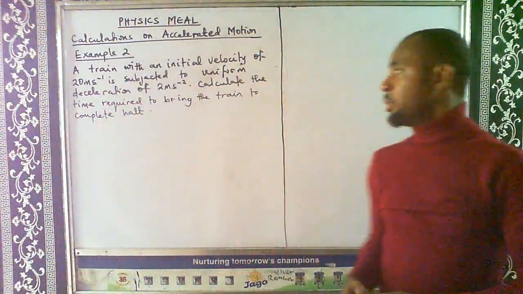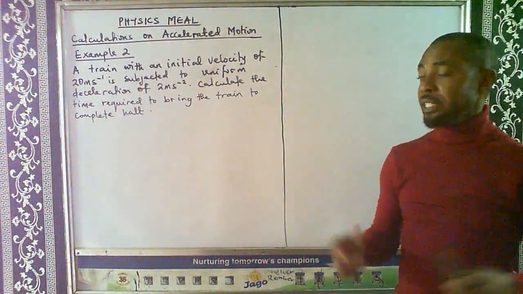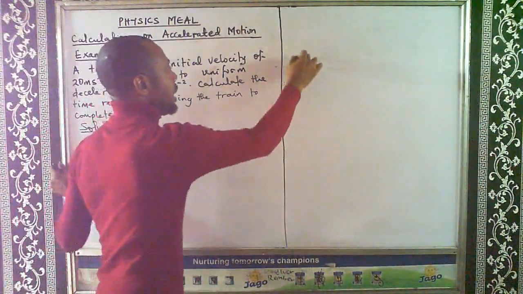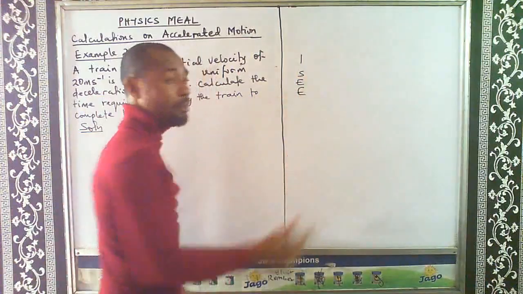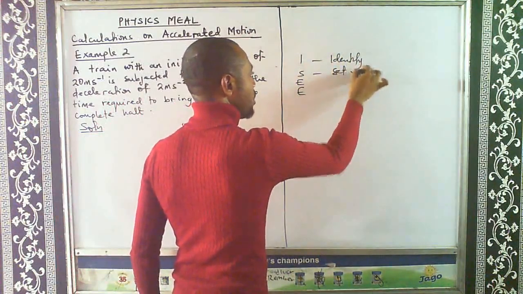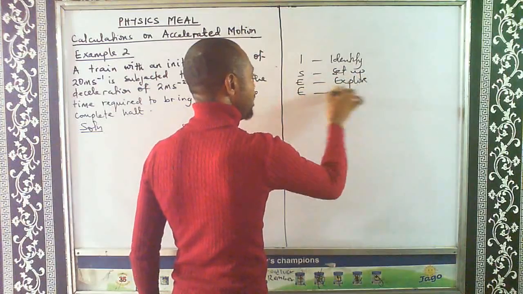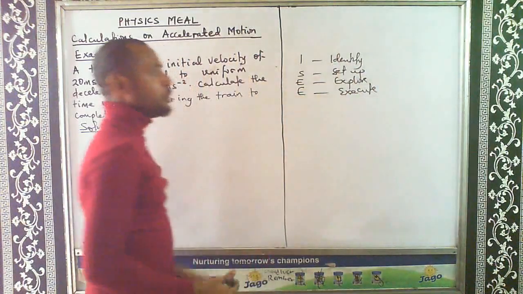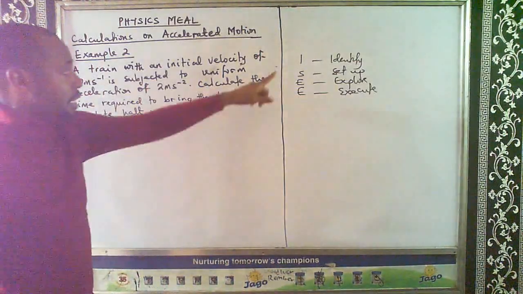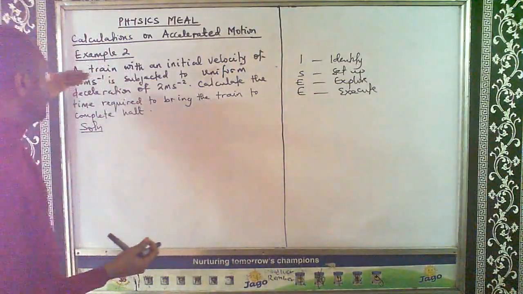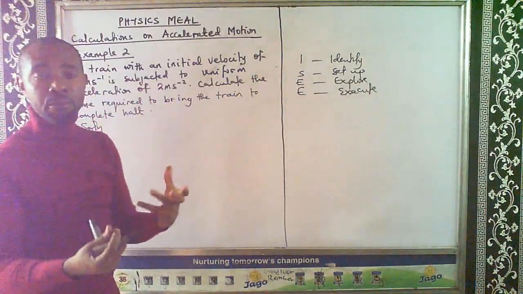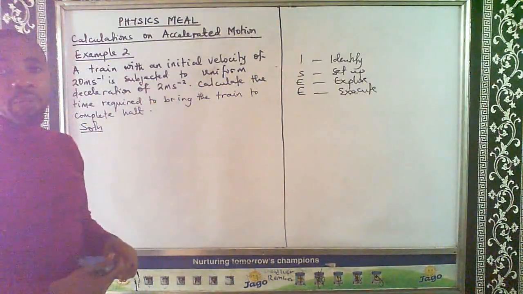Now, the question is a very simple one. There is a principle that we introduced in our last class, and that's the IC principle. You still remember what we mean by IC? We need to identify, we need to set up, we need to explore, and then we need to execute. That's the principle we are going to use to solve the problem. So let's begin with identification and setting up. Identification means to find out the quantities given to us in the question, and then we set it up using the appropriate symbols.